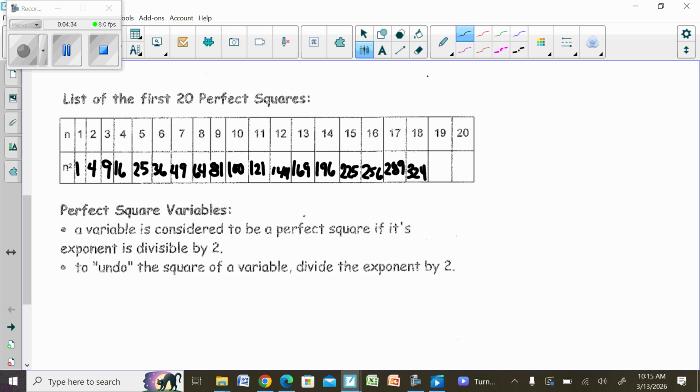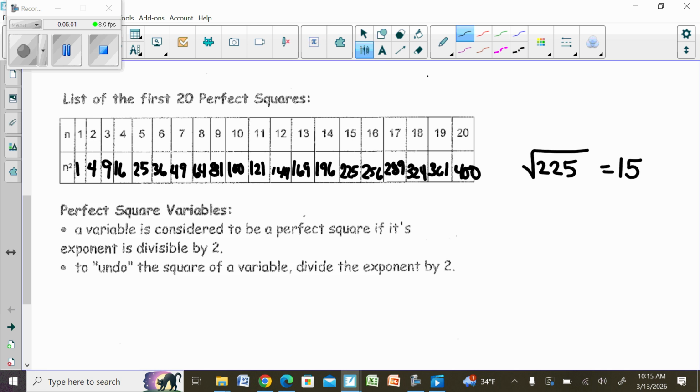I want to say 491, 591, I'm not sure. Let me do the math real quick. Oh, I was way off, 361. Oh yeah, and then this is 400. So also the first 20, you have them, but you remember if you ever get stuck and you need to know what the perfect square is or just see if it's a perfect square on your calculator, you can type in square root of 225, and if it gives you a whole number, you know you're dealing with a perfect square.